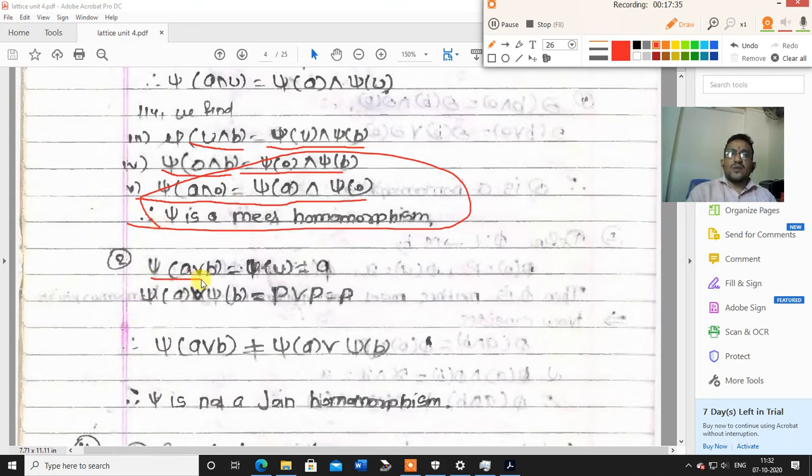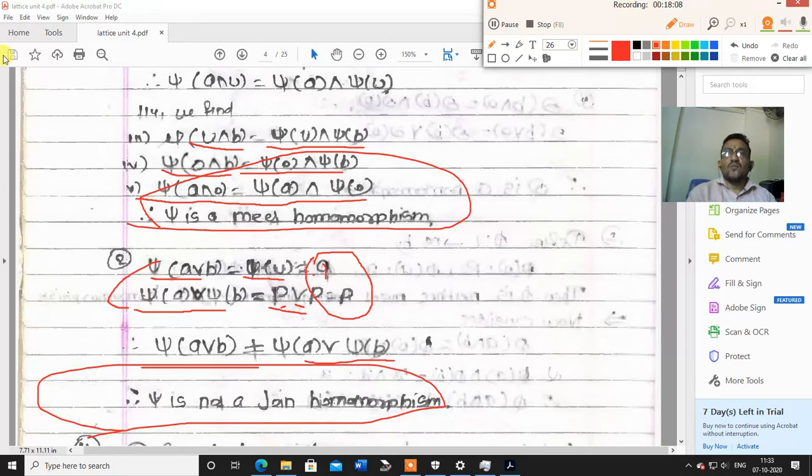So let psi of a join b. What is a join b here? u. Therefore psi of u, what is psi of u, is equal to q. And psi of a join psi of b: psi of a is equal to p and psi of b is equal to p. What is p join p? It is equal to p. Therefore if you clearly observe, the RHS are not equal, so we can say the LHS are also not equal. Therefore psi of a join b is not equal to psi of a join psi of b. Therefore we consider this psi is not a join homomorphism. This is the psi, and this is the meet.